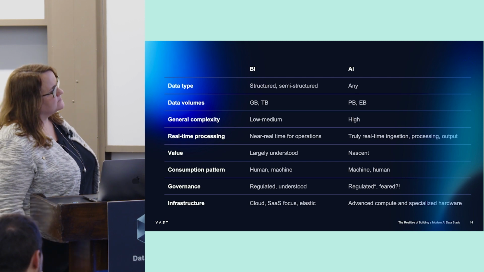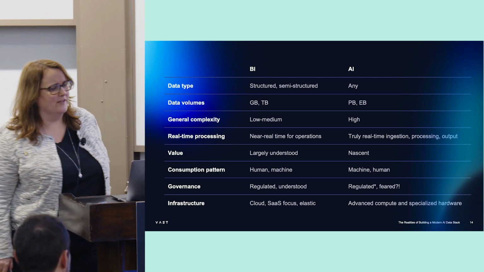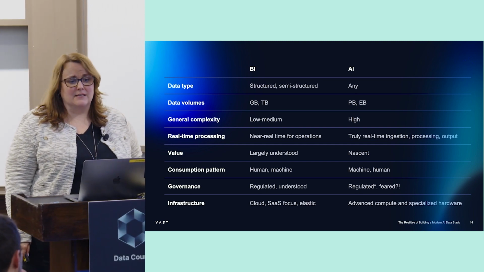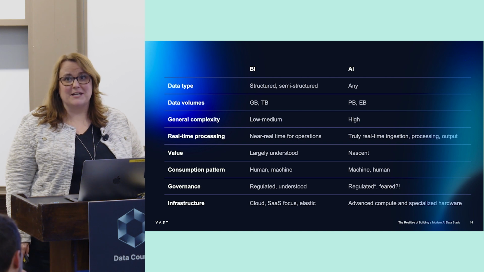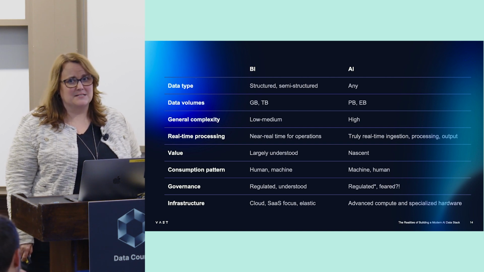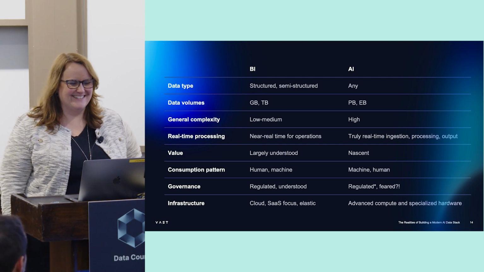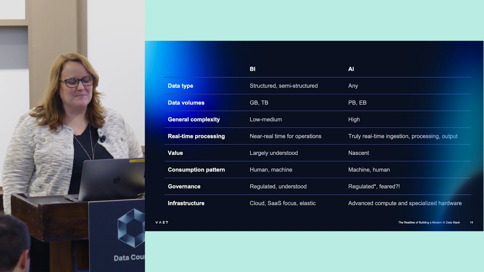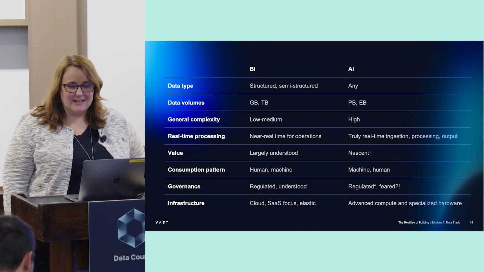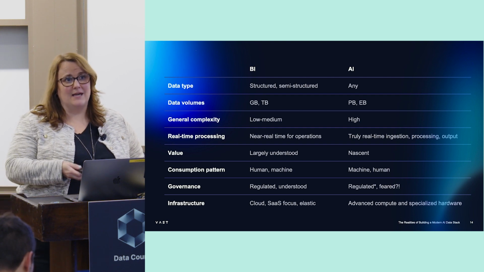So the data, again, any type of data can be involved in AI. The volumes that you're talking about, instead of gigs and terabytes, are now petabytes and exabytes. Good luck putting an exabyte of data into Snowflake, right? It'd be very expensive. And then from a complexity standpoint, once you add in all of your data, the complexity is going to go through the roof, which is great because that also means the value can be higher.